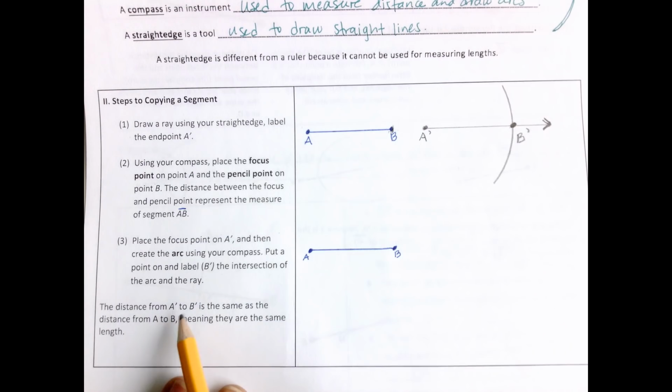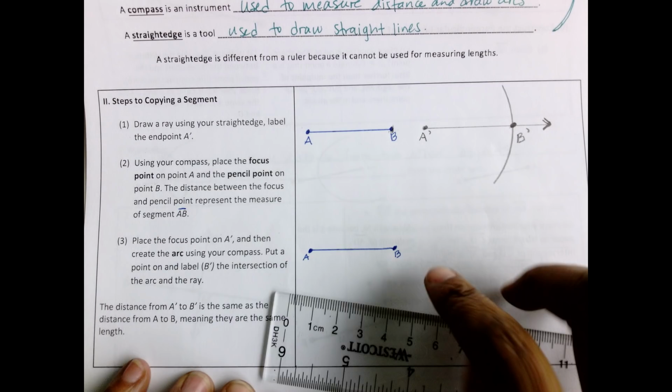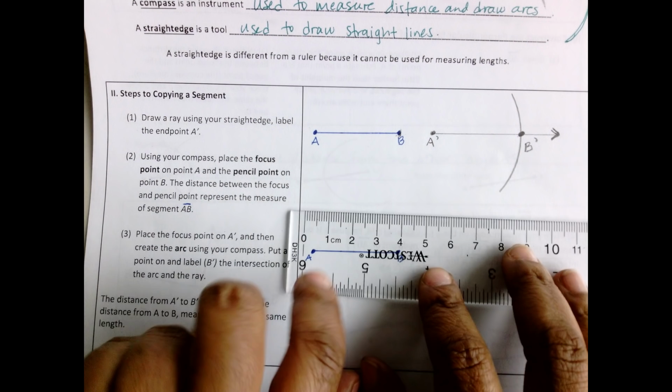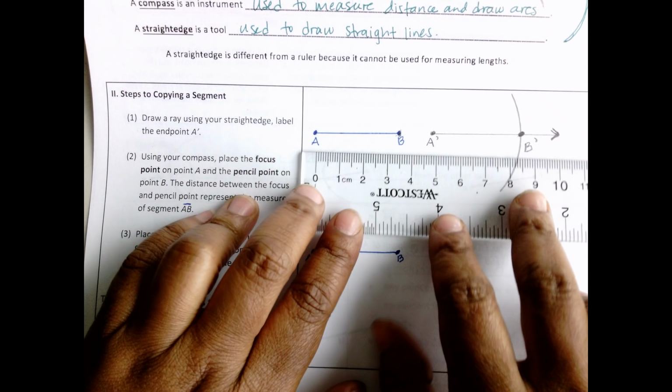The distance from A prime to B prime is the same as the distance from A to B, meaning they are the same length. I can use my ruler to verify. They didn't have rulers when the compass came out, and that's the whole reason why there is a ruler versus a compass. The compass came out a long way before people even knew about rulers, and so the compass was the primary measuring tool, okay? But now that we do have a ruler, I can check.